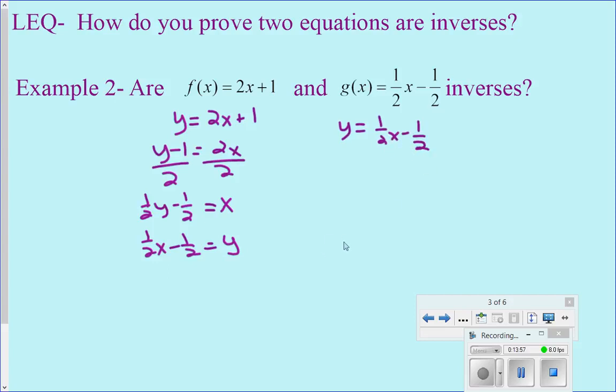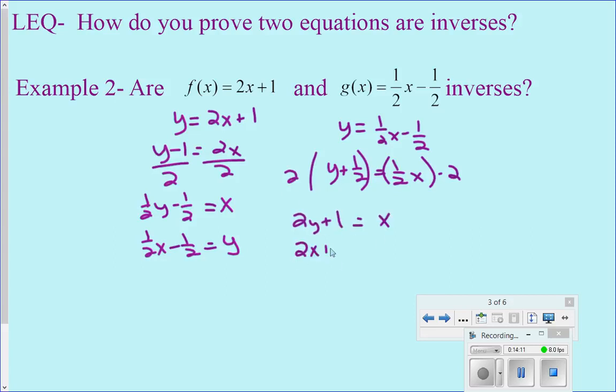So I'm going to solve for x. So plus 1/2. And I can see I need to multiply by 2. So I have 2y plus 1 is equal to x, so 2x plus 1 is equal to y, and I can see that that's the first equation. So because the inverse of the first is the second, and the inverse of the second is the first, I know that f of x and g of x are inverses.